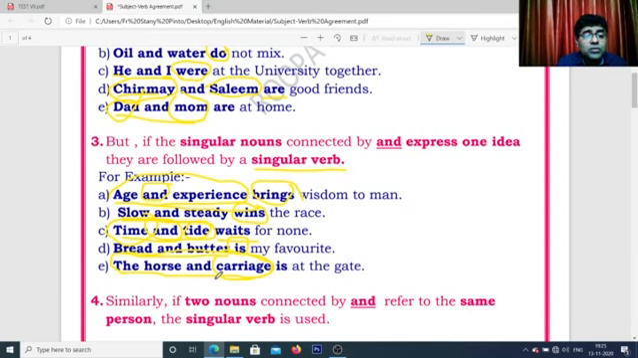Now remember, "horse and carriage are at the gate" cannot be used. Because one horse or two horses, they may pull only one carriage. Hence it is considered as one unit. The horse and carriage is at the gate. Okay, so please remember.